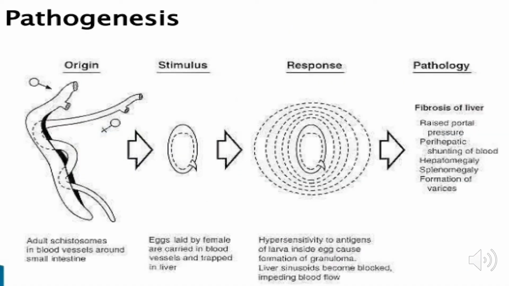Again, the female adult worms will lay eggs. The eggs might be carried by the blood circulation into the portal vein, then into the liver, and to the other organs of the body. And the eggs, once deposited, will initiate granuloma formation.